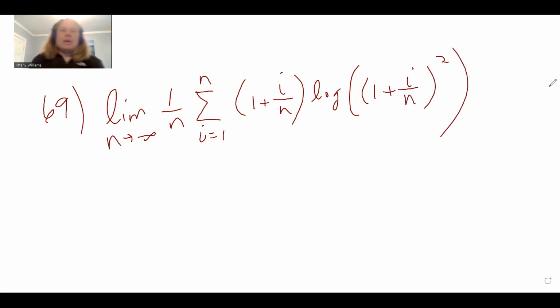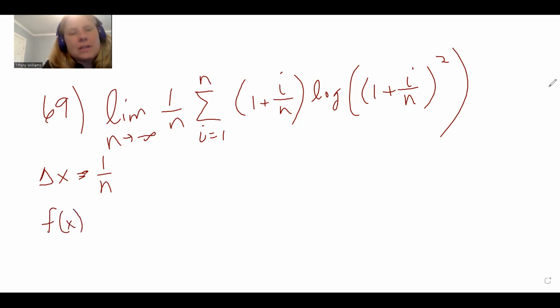Okay. So first thing I notice here is we've got the 1 over n out front. We're going to say that's going to be my delta x, equals 1 over n. Now, let's talk about, I'm going to go ahead and do f of x for just a second. So that's going to make it a little bit easier for us to see a. f of x has actually got two pieces here. You've got this first piece, and then you've got this log piece.